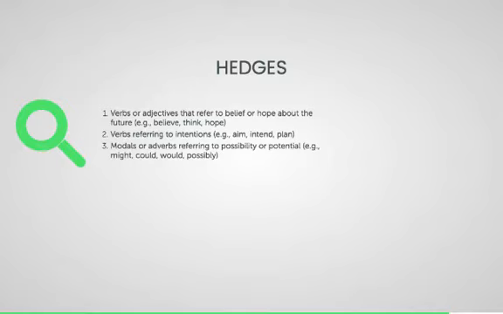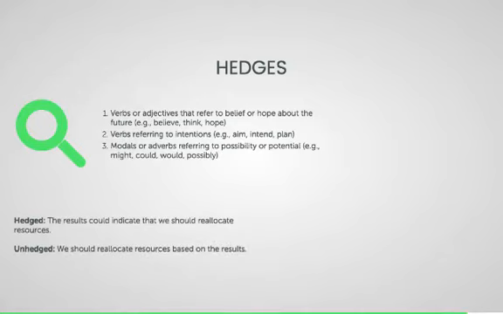Finally, hedges. How do we identify hedges? Hedges are words really that occur in three different ways. They're either verbs or adjectives that refer to belief or hope in the future, so things like believe, think, hope. Secondly, they're verbs that refer to intentions, for example, aim, intend, or plan. Or modals or adverbs referring to possibility or potential: might, could, would, possibly. Okay, so these are ways to hedge the definiteness of a particular statement.